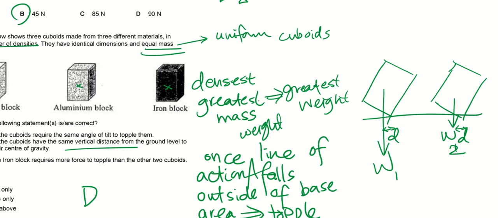Which one? So these two forces, if they are not equal, I push them from this position, same position, right? Which one will require a larger force to make it topple? Weight 1, right? Because the moment by weight 1, with the same perpendicular distance, is larger than the moment of weight 2.